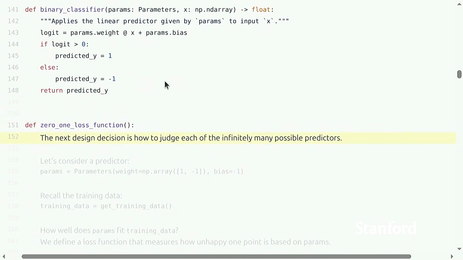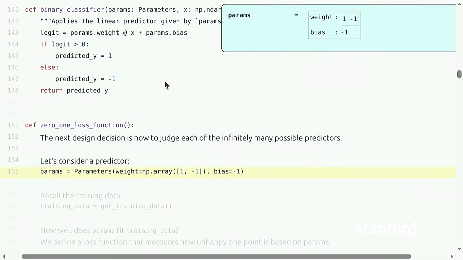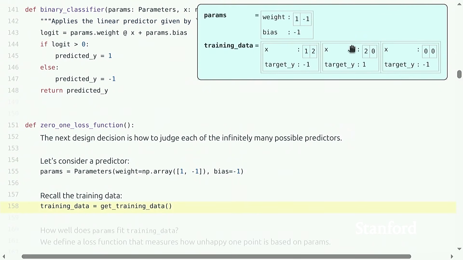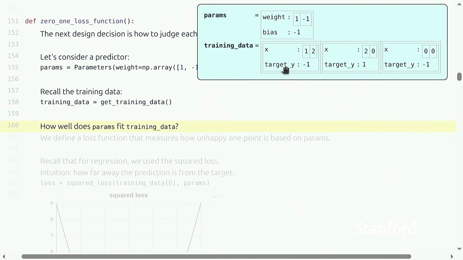So in particular, a loss function is going to be a judge. Give me a predictor, give me a training set, and tell me how good the predictor fits the training data. So let's consider our predictor here, and let's get this training data. We are defining a loss function that takes these two things and returns a number, basically. How happy are we? How well do the params fit the training data? And to do that, we're going to start with one data point, let's say this one. And we're going to define a loss function that measures how unhappy one point is with the parameters.